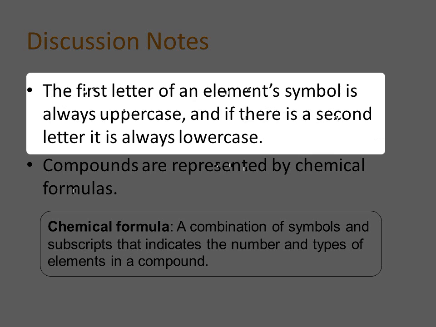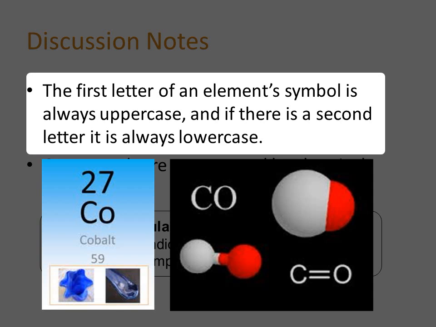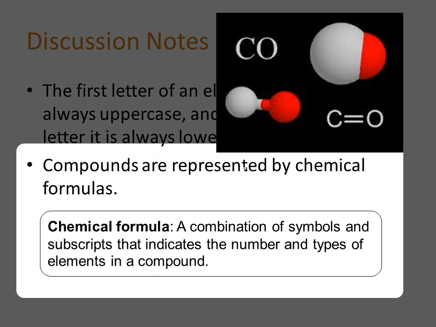The first letter of an element symbol is always uppercase, and if there is a second letter, it is always lowercase. The element cobalt, capital C, lowercase o, is different from carbon monoxide, capital C, capital O. Carbon monoxide is made up of one carbon atom and one oxygen atom. A chemical symbol stands for a single element.